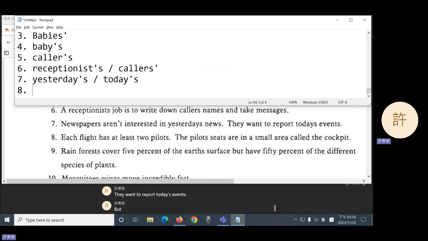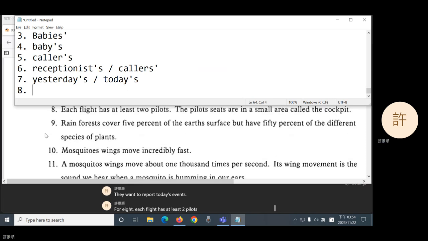Number eight, each flight has at least two pilots. The pilots' seats. First of all, it told you two pilots. Secondly, it says seats, plural. So pilots is also plural. The pilots' seats are in a small area called the cockpit, 机舱.